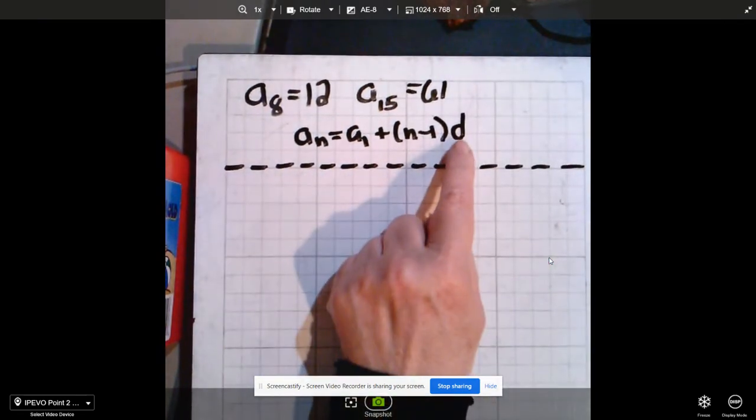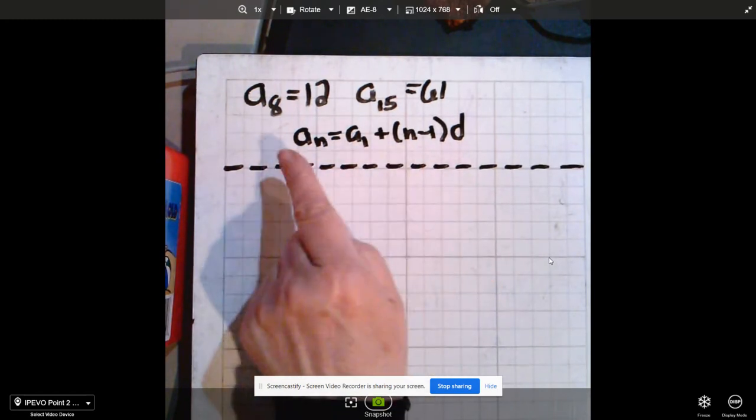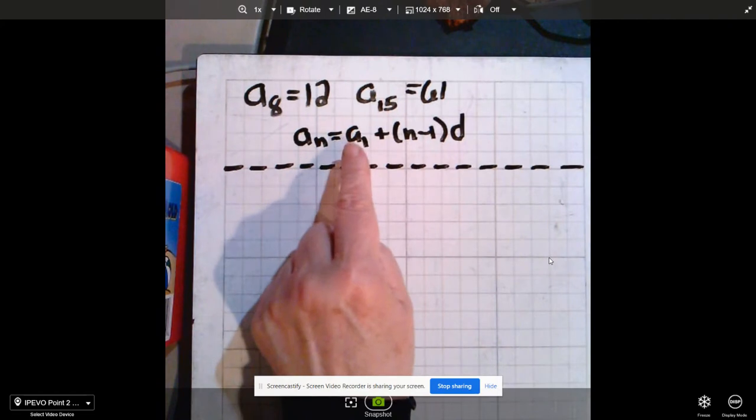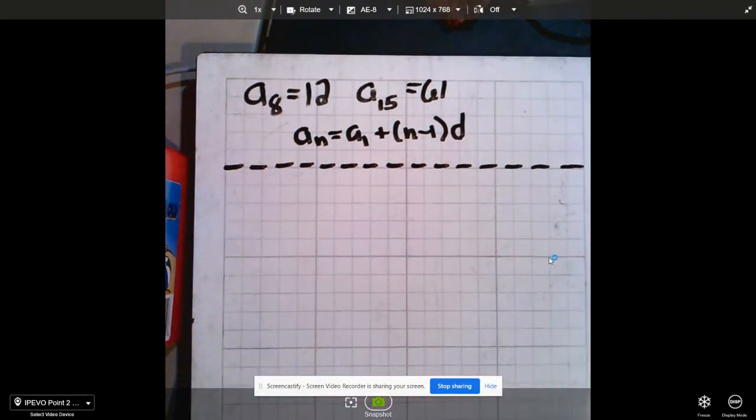And in order to write a rule, I need to know what D is, and I need to know what A1 is. All the other ones would stay variables. AN would stay a variable, and N would stay a variable. So if I can find those two, then I can write my rule. Well, I have neither one.